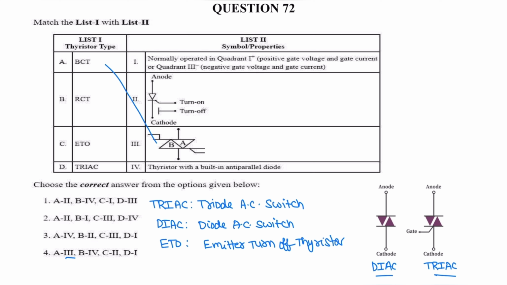In quadrant 1, positive gate voltage and gate current. In quadrant 3, negative gate voltage and negative gate current. So for D, it is 1. Matching is 1. Now the correct option is 4. So for A it is 3, B it is 4, C it is 2, and D it is 1.